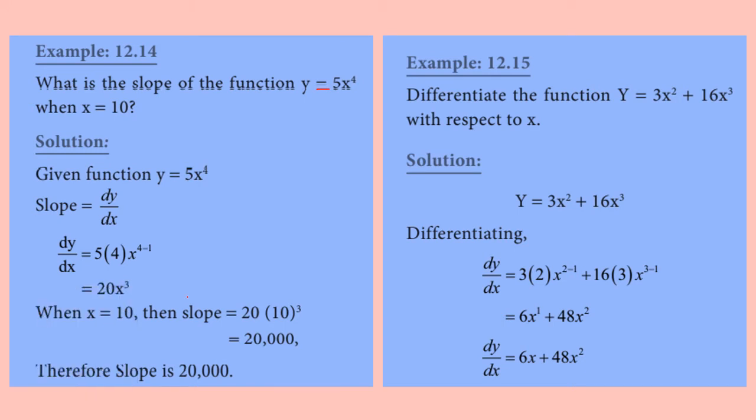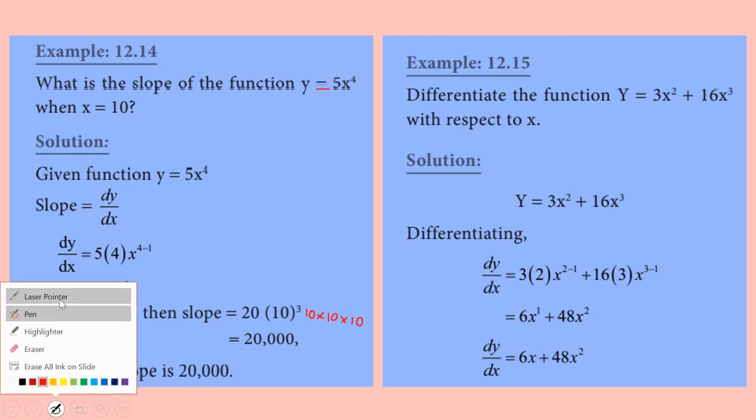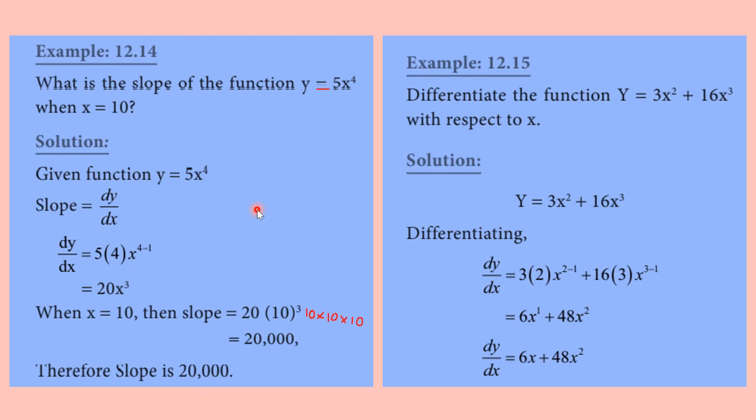So what do you mean by 10 power of 3? It means 10 multiplied 3 times, 10 into 10 into 10. So what is 10 into 10 into 10? 1 into 1 into 1 is 1, and how many zeros do you have? 3 zeros. So 1000. Otherwise 10 into 10, 100. 100 into 10, 1000. So 20 into 1000 will give you 20,000. Therefore the slope is 20,000. Hope you understood this, children.